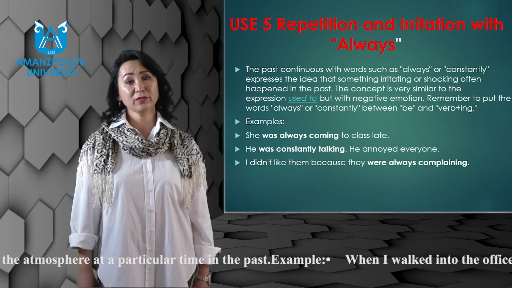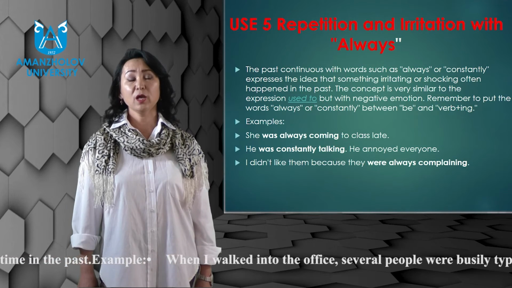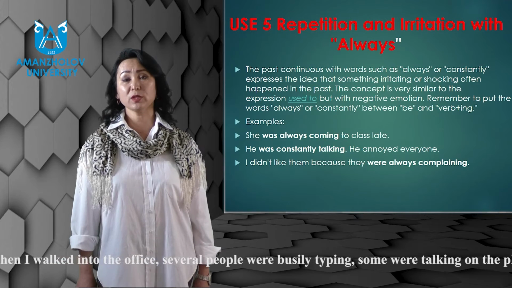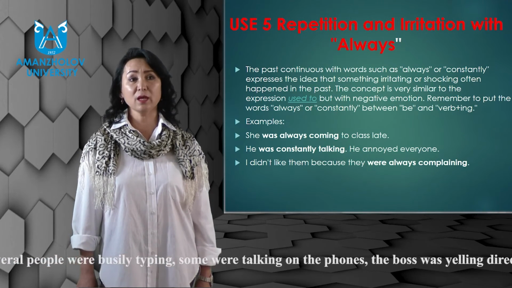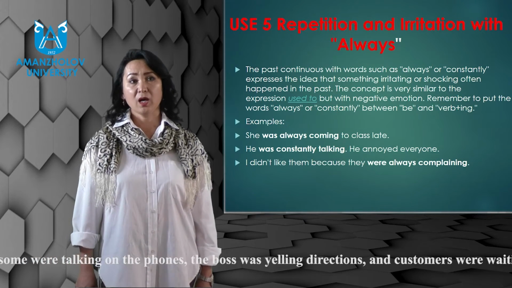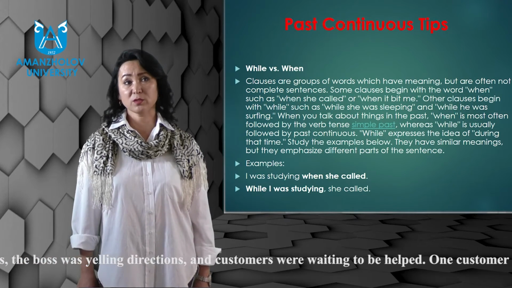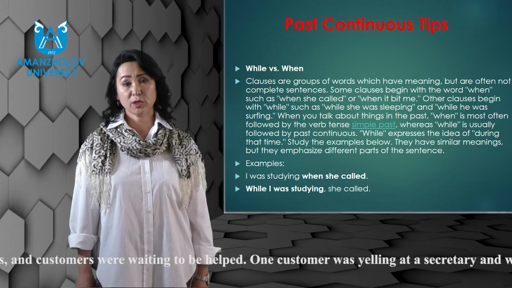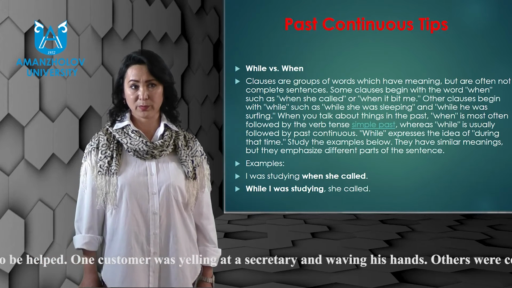When you talk about things in the past, when is most often followed by the verb tense simple past, whereas while is usually followed by past continuous. While expresses the idea of during that time. Study the examples below. They have similar meanings, but they emphasize different parts of the sentence. For example, I was studying when she called, or while I was studying, she called.